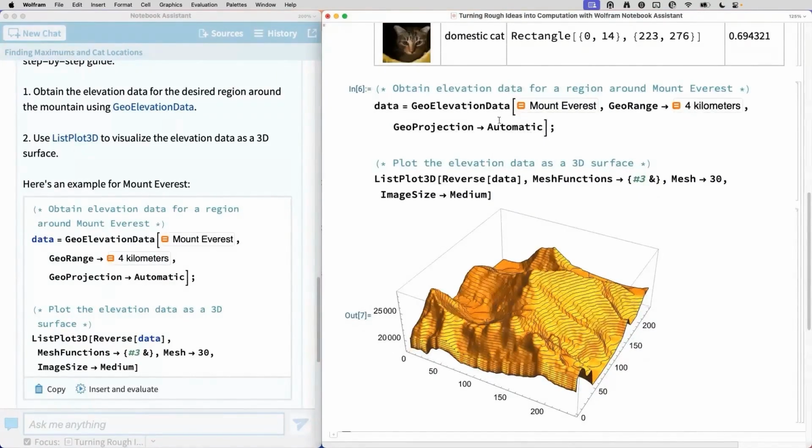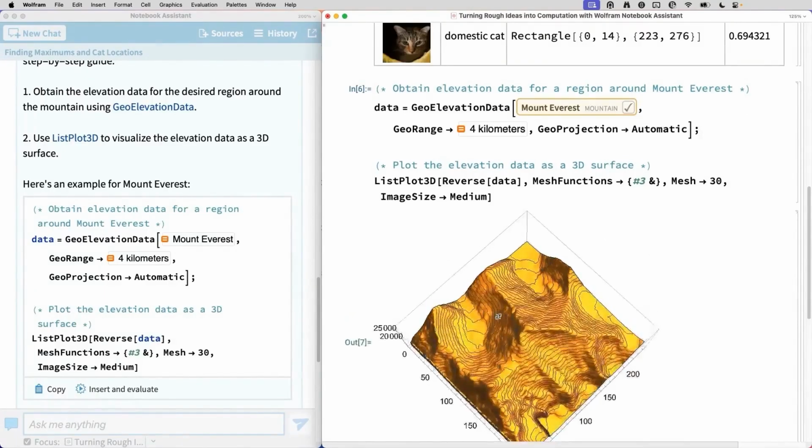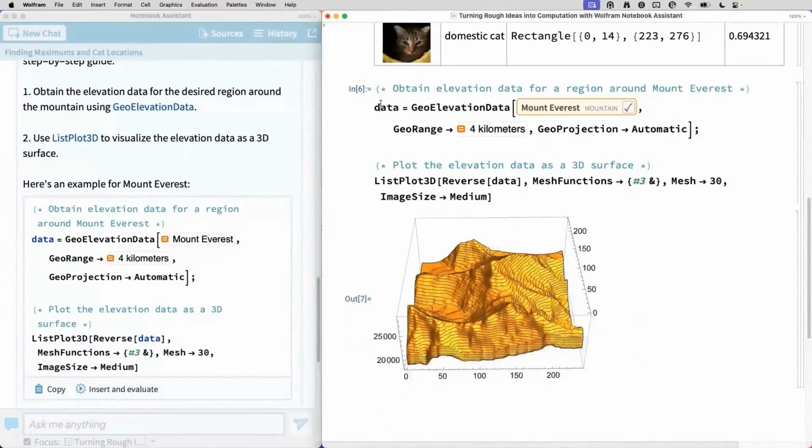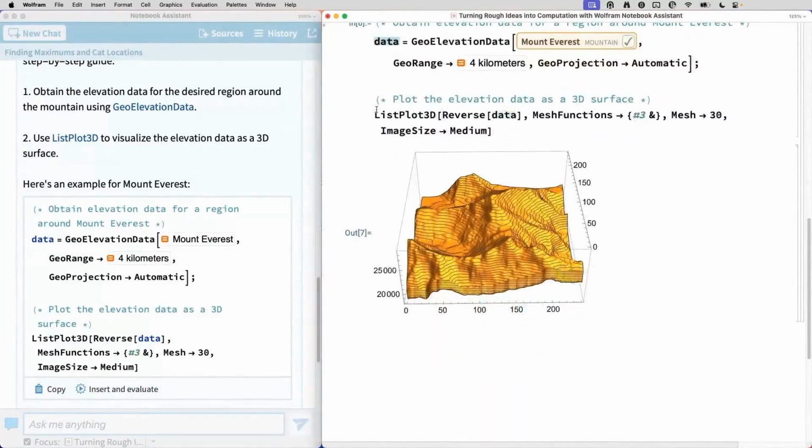So here we can see that we have used the GeoElevationData function to get Mount Everest as kind of our center point. And then we're looking at a 4-kilometer block around this. That's going to be our data. And then here, it has put that data into a ListPlot3D. This is a function you can use to plot a list, which is a Wolfram Language generalization of an array.